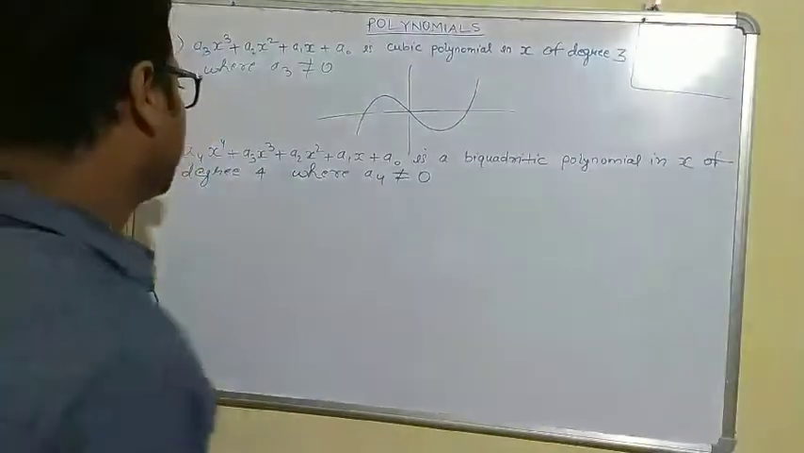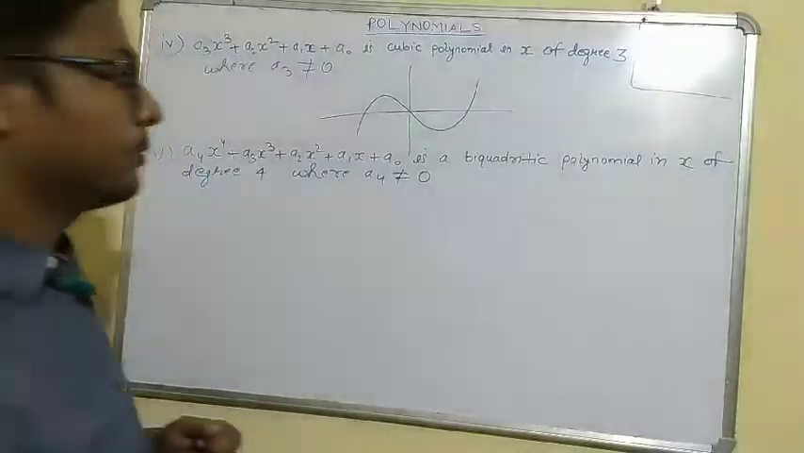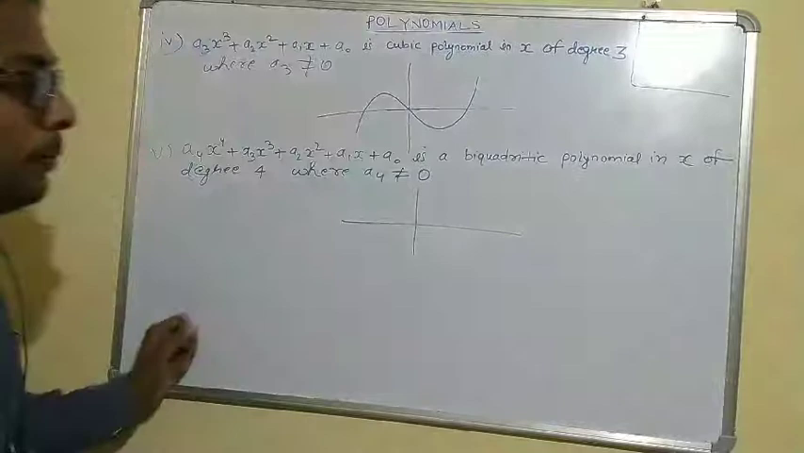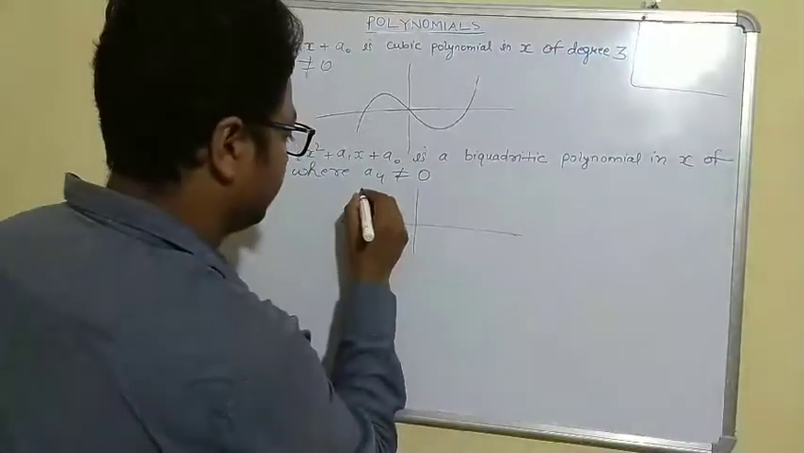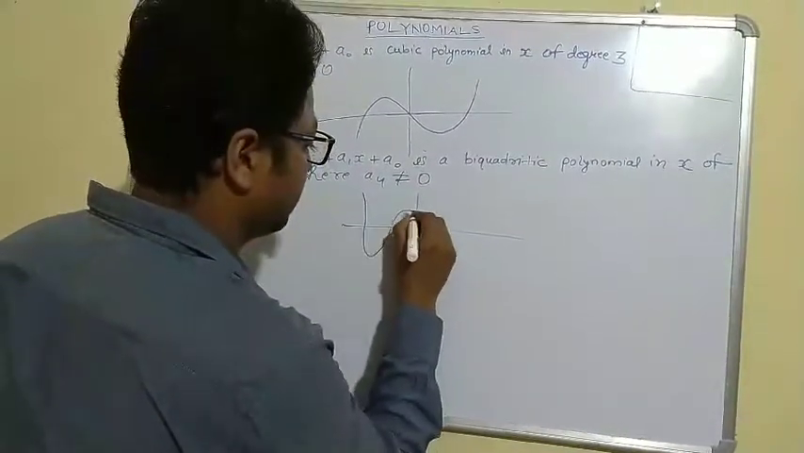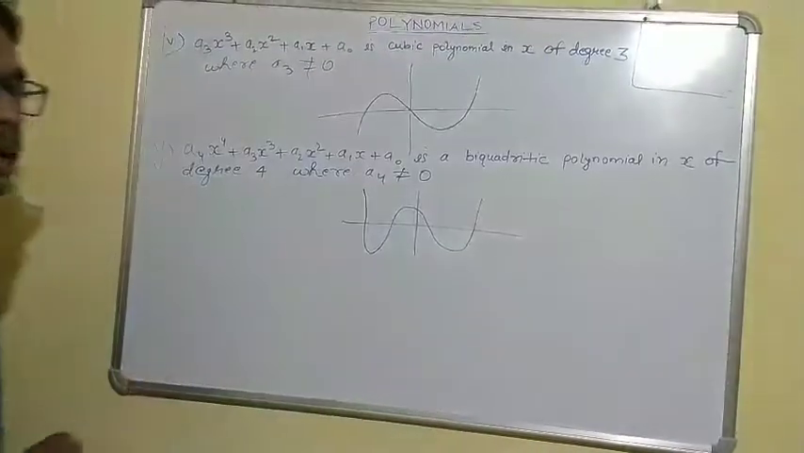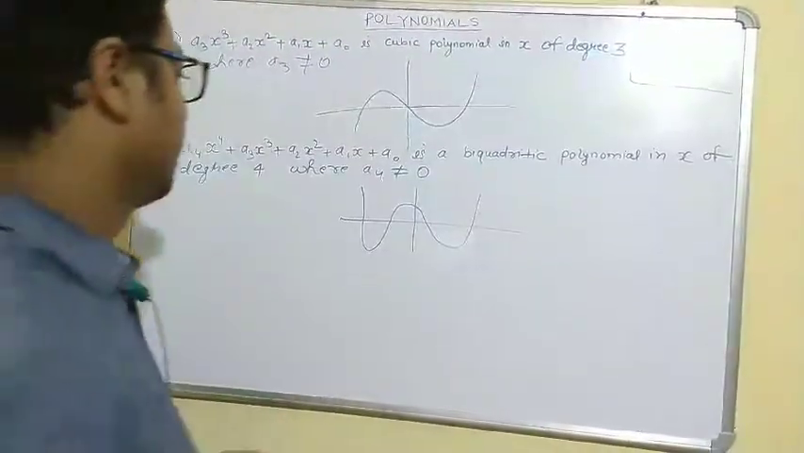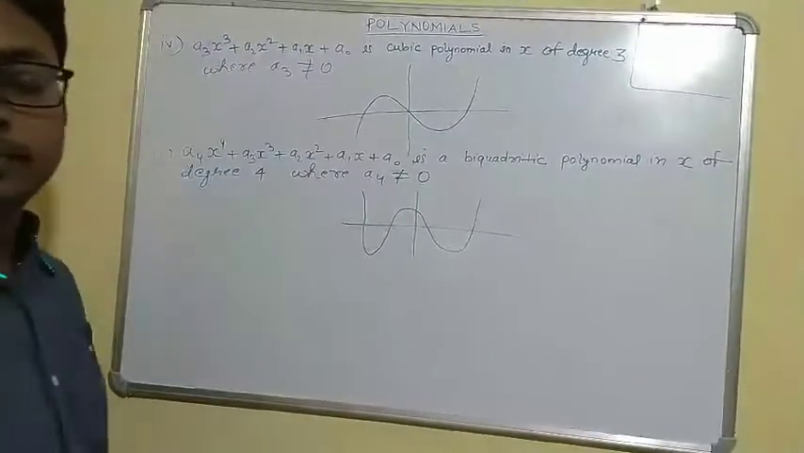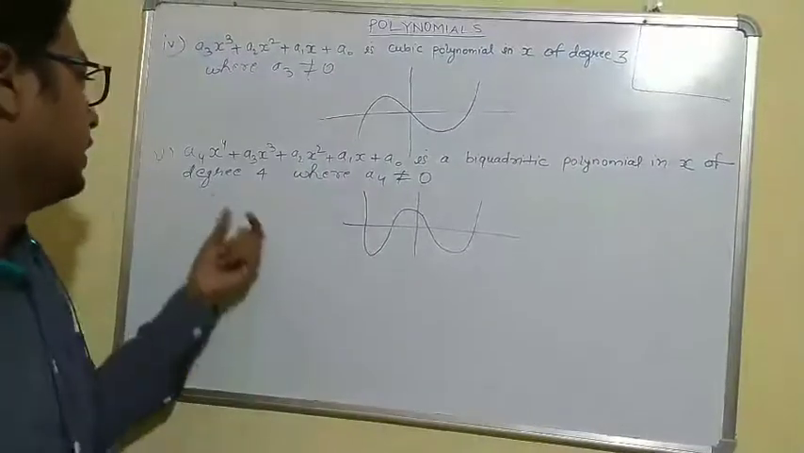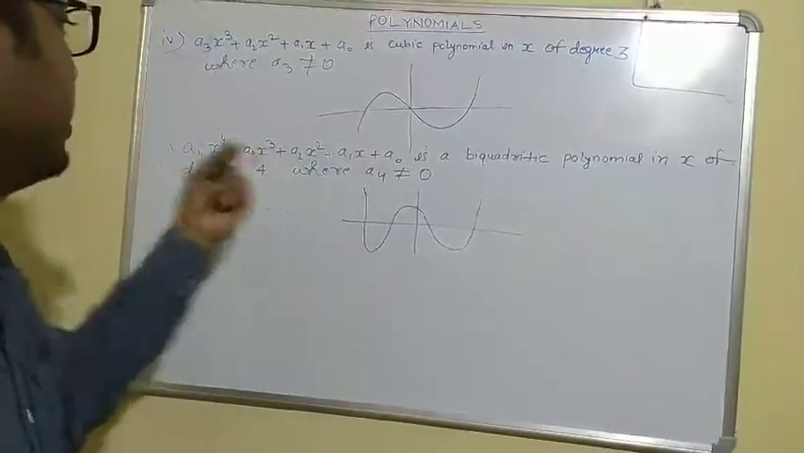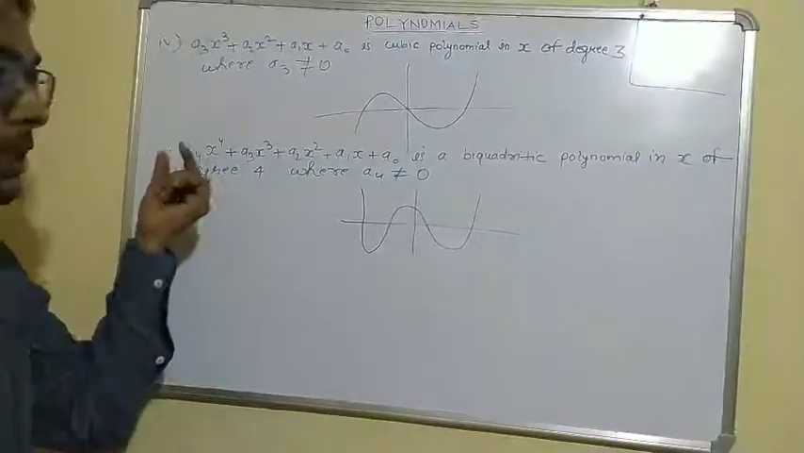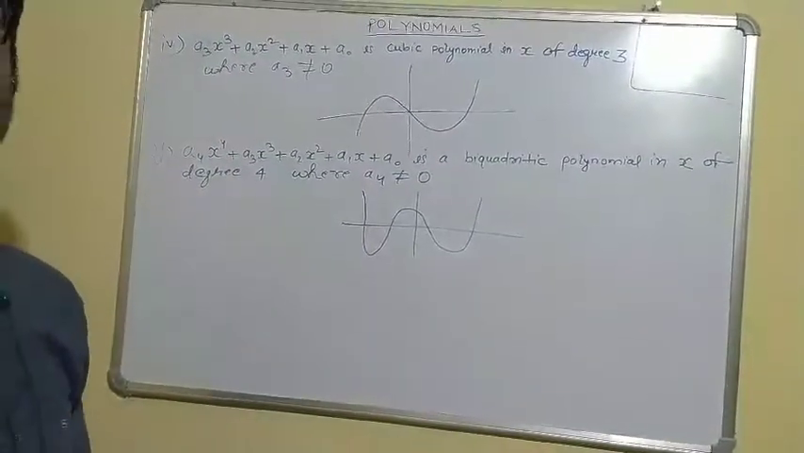If you draw the graph of this biquadratic polynomial, it will be like this. It is a biquadratic polynomial. Why biquadratic? Because of x to the power 4.